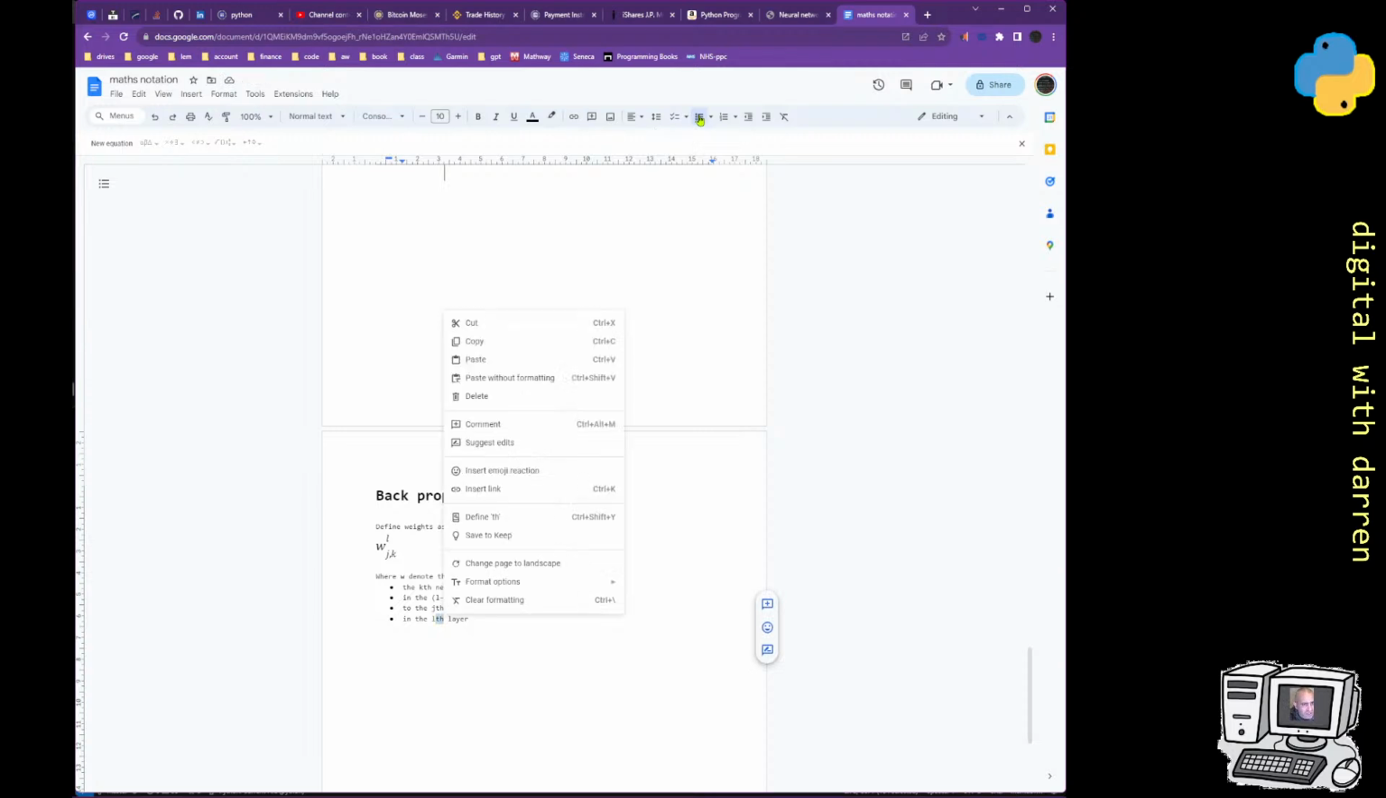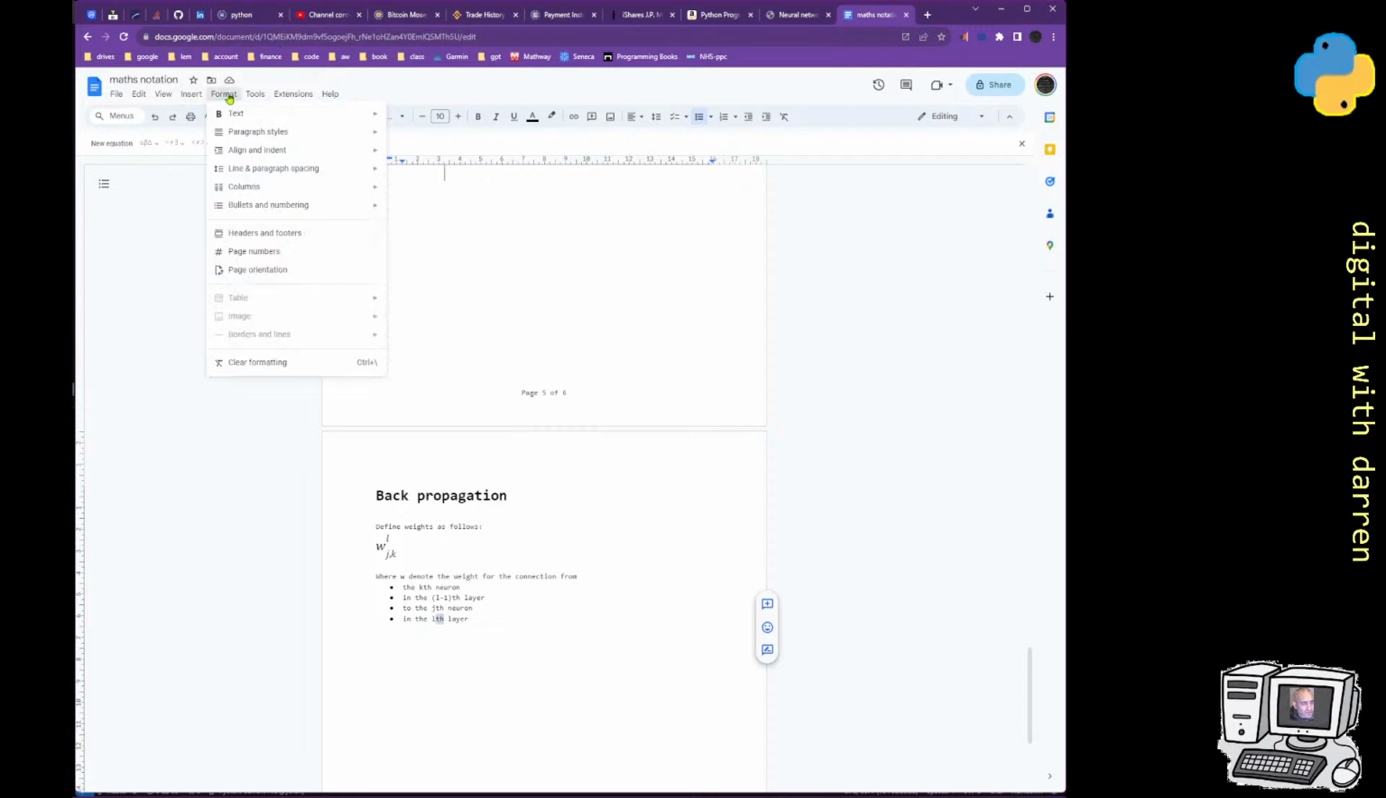I don't know if I can do that. Format options, no, I can't do it like that. But I can do format, text, and superscript. So that's the L thing there. I think it's controlling something. I can't remember what it was. Not that one. Oh, it will actually be on there. It's control and dot that gets you superscript, and control and comma gets you subscript.